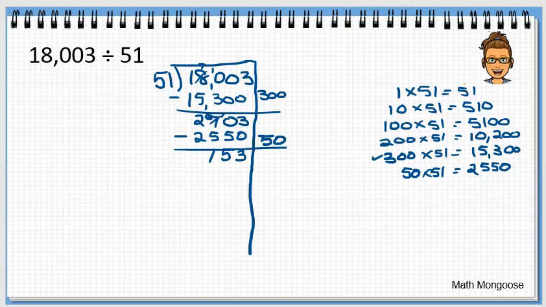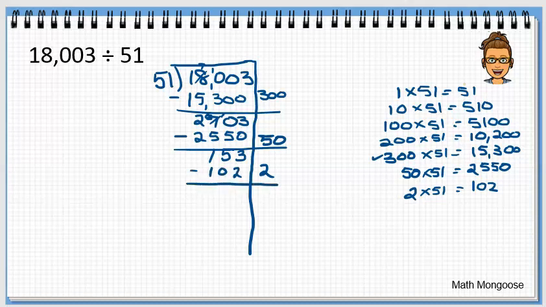Can we take away 10 groups? No, we cannot. We have one group of 51 is 51. But let's go a little. What would two groups be? Two groups of 51. If one group of 51 is 51, two groups will be twice as many. 51 times 2, that's going to give us 102. Oh, that gets us pretty close. Let's go 2. 2, and we're going to take away 102.